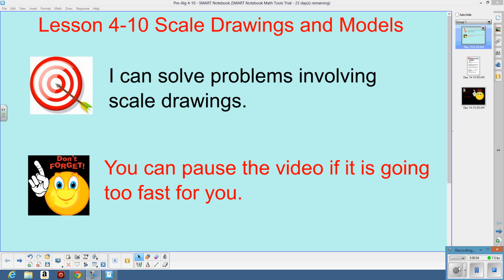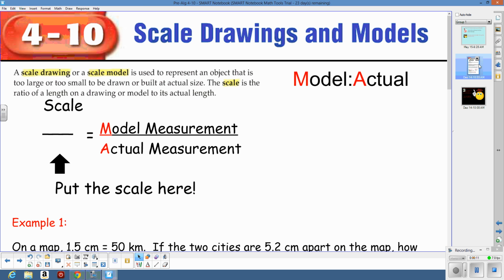Lesson 410, Scale Drawings and Models. You will solve problems involving scale drawings. A scale drawing or a scale model is used to represent an object that is too large or too small to be drawn or built at actual size. The scale is the ratio of a length on a drawing or model to its actual length. So the scale is the model compared to the actual.